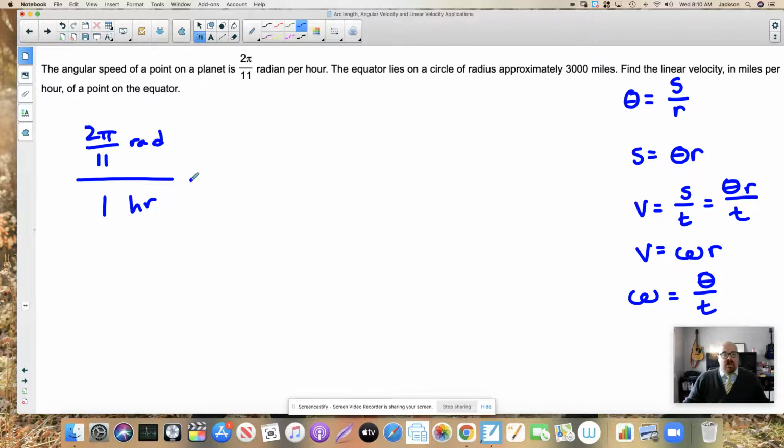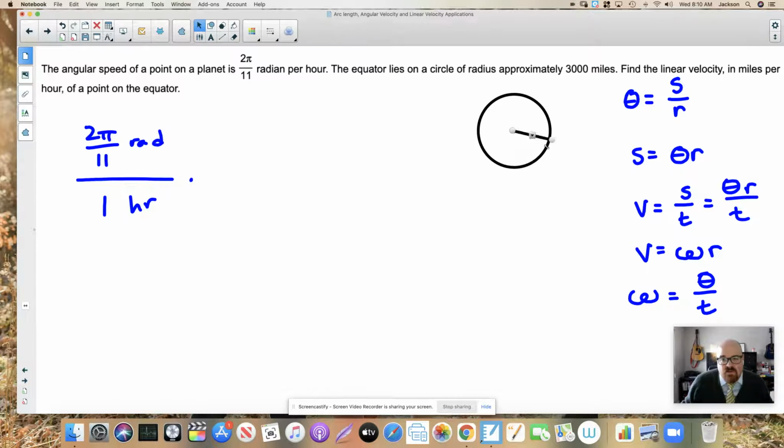Now, we have a way of converting radian measurements into lengths, right? It might make a little more sense if I use a circle. So here's a cross section of the Earth. The equator is the ring around the diameter of a cross section of planet Earth. So if the equator lies on a radius of 3,000 miles, there's an object traveling like so. The Earth is spinning at this speed.